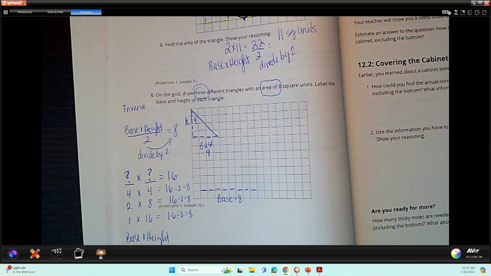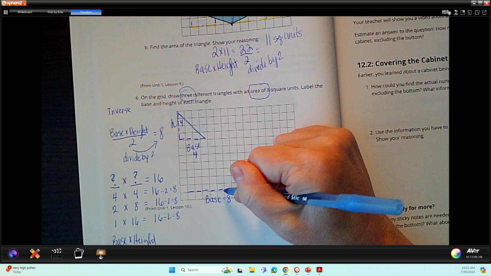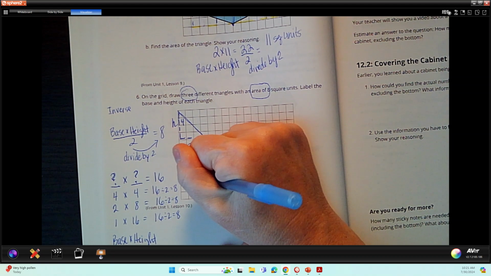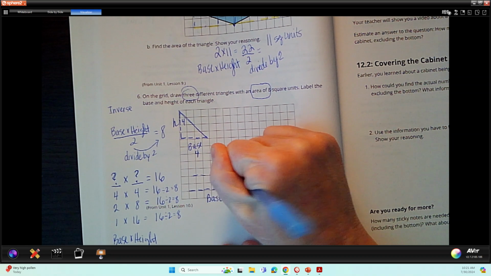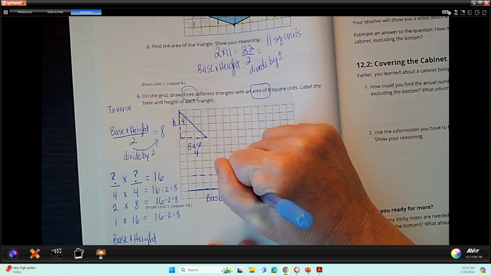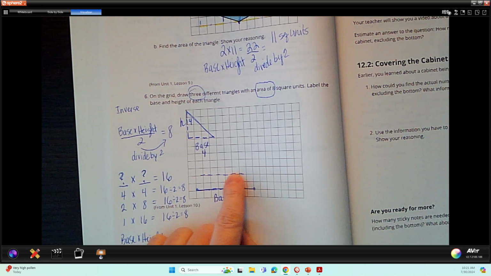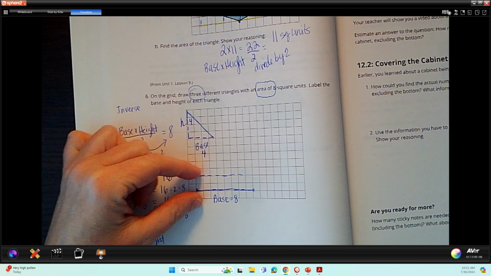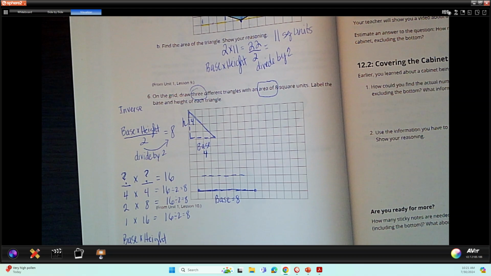Now remember, the height is going to be 2 boxes away from the base. So this is my height up here, 2 boxes, and I'm just drawing that imaginary line. I know that this has to be my base. It can't be any more than 8 units, because that's what my base is. But the height can be 2 units across. Well, I need to put a point somewhere on this line segment, and it can go anywhere.